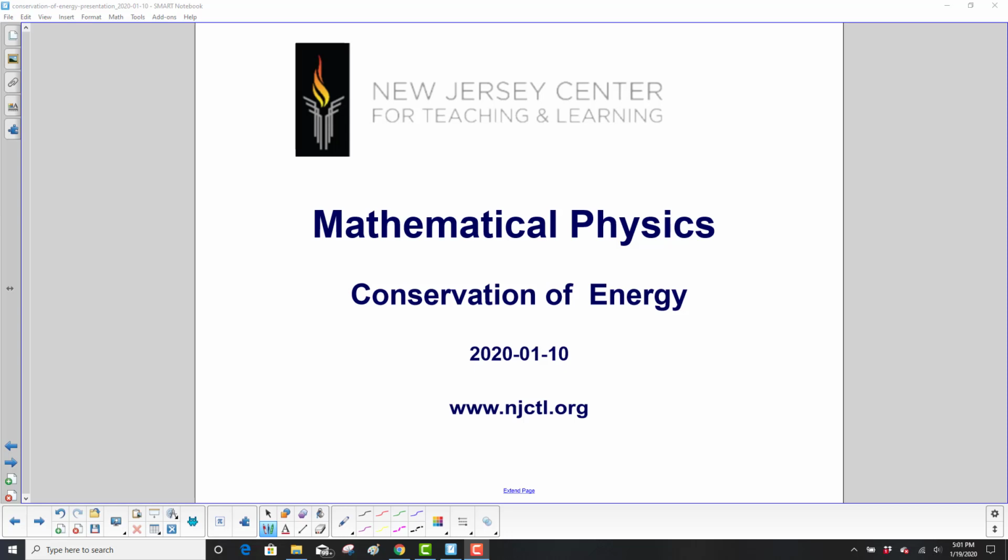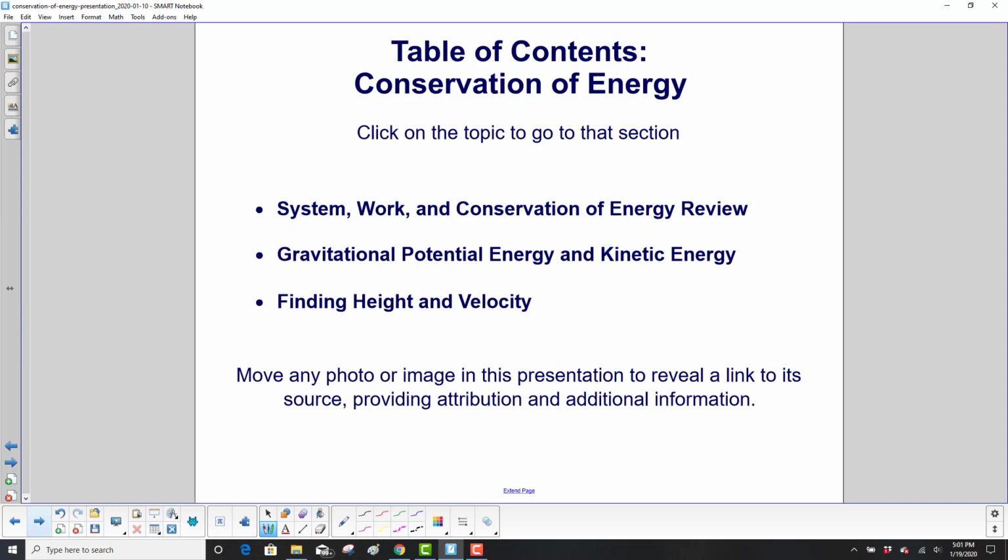Mathematical Physics, Conservation of Energy. This chapter puts together a lot of the concepts we've already gone through in this unit. So we're going to start by reviewing what a system is, work, and also the conservation of energy.